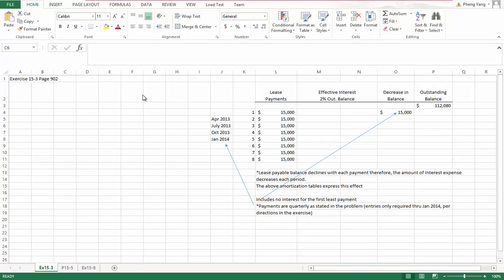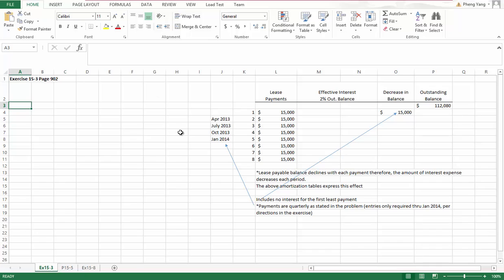So our first exercise is going to be exercise 15-3. It's located on page 902, and this is going to be on capital leases. We're going to do the accounting for the lessee. The lessee is basically the user of the asset. For example, if you leased a car, you're the person driving the car. So we're doing the accounting for that person or that company.